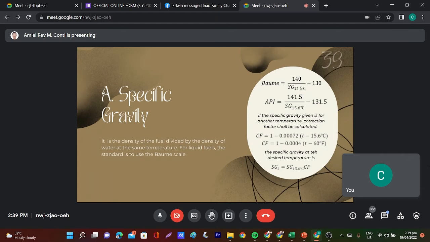Tapos yung CF po, ginagamit siya pagka hinahanap po hindi yung 15.6 or yung 60 degrees Fahrenheit yung given. Yung ibig sabihin po kasi ng CF ay correction factor. Next.